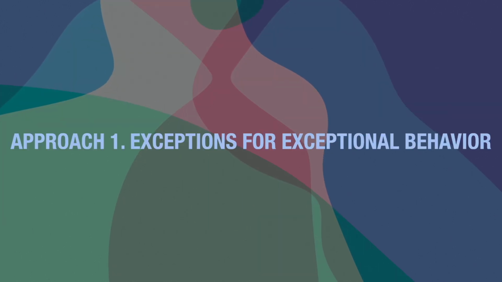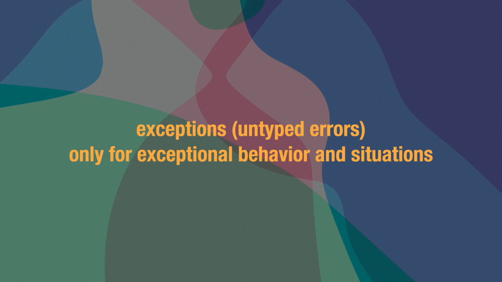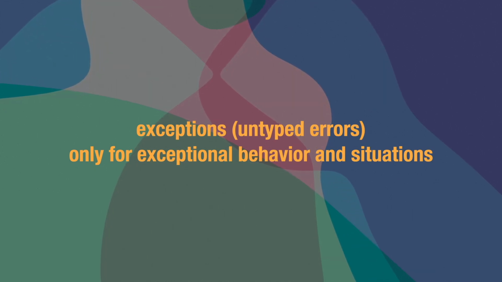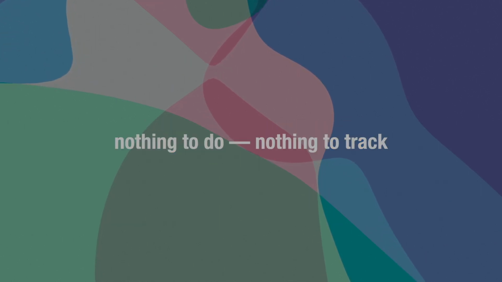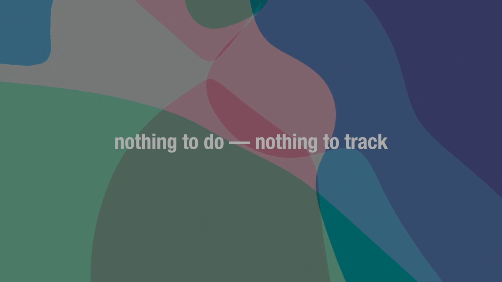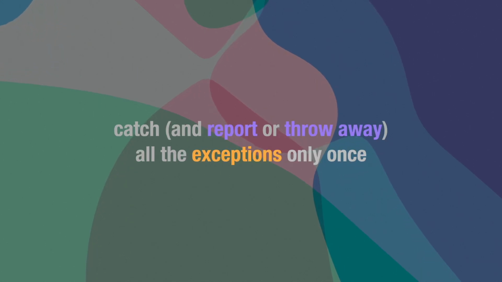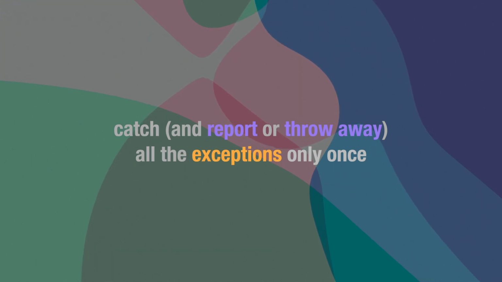So, first approach. We use exceptions or untyped errors only for exceptional behavior and situations. For example, stack overflow, out of memory, file system failures, unreachable databases, and so on. Because there is nothing we can do in any of these cases, we don't need to track and distinguish between these errors or different exceptions. This allows us to catch and report or throw away all the exceptions only once on the highest level: the HTTP request handler, main application loop, or other entry points.